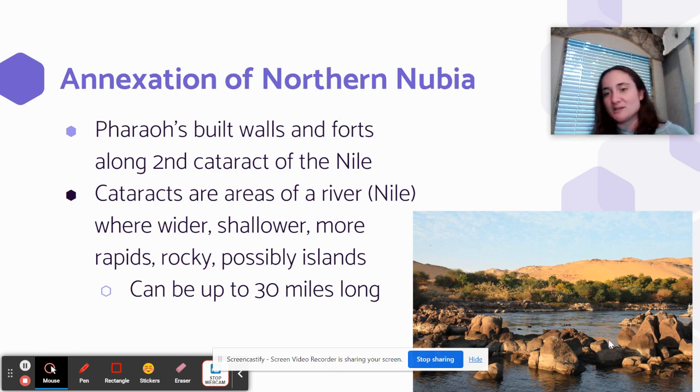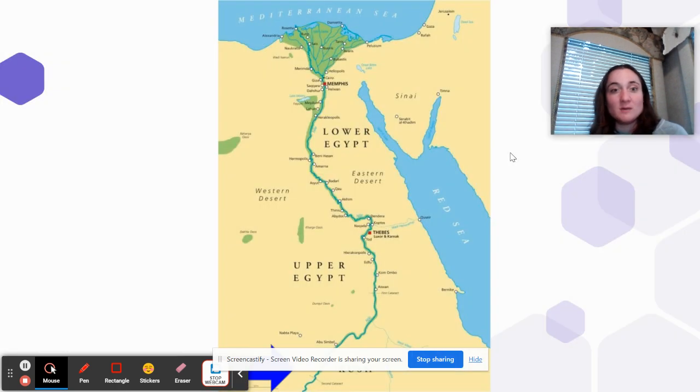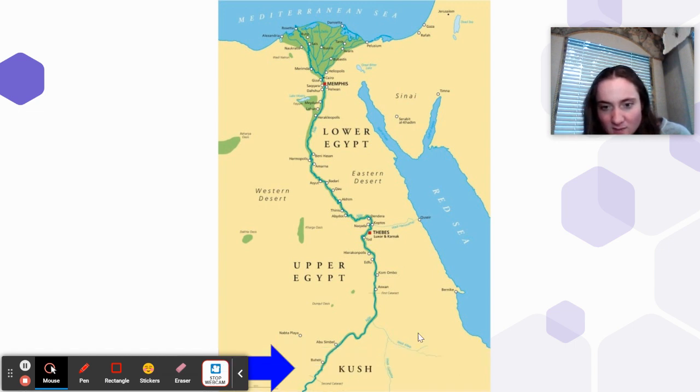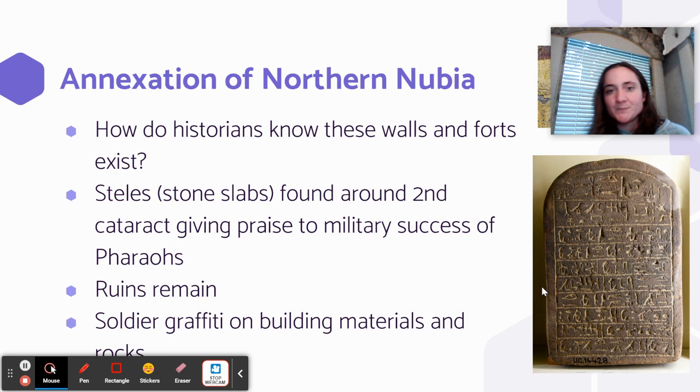So here's a picture to give you an idea. You can see rocks sticking out of it. You can see the flow of the water a little bit more, and it's a lot shallower, so it's really hard for boats to get through. As you can see here, on the arrow, right here, that is where the second cataract is, right down there.